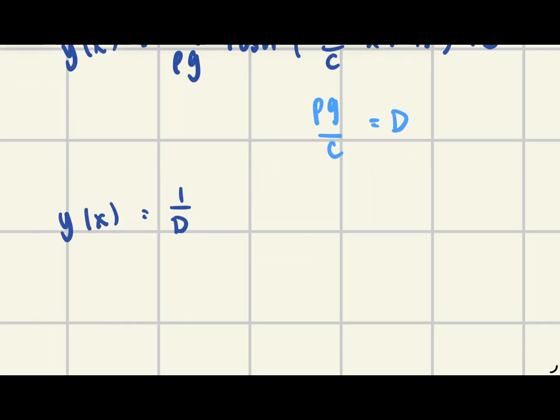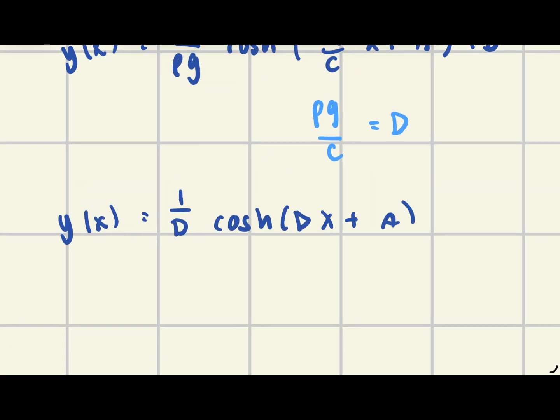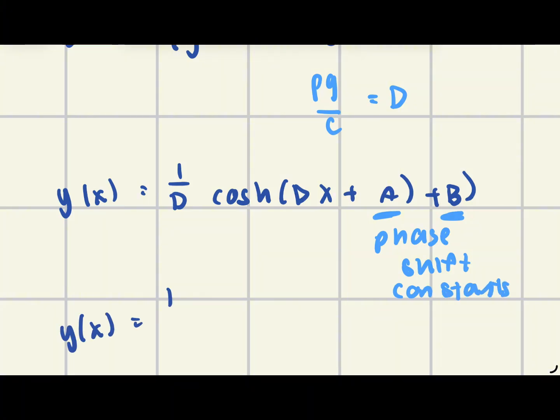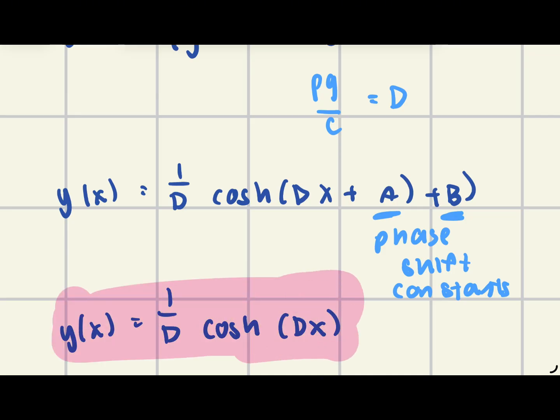So now we're going to have y of x equals 1 over d, hyperbolic cosine of (dx + a), and then plus b. However, a and b are just phase shift constants, so we're just going to set those equal to 0, which we can because it just depends on how you define y and x equals 0. So now we just have y of x equals 1 over d, hyperbolic cosine of dx.